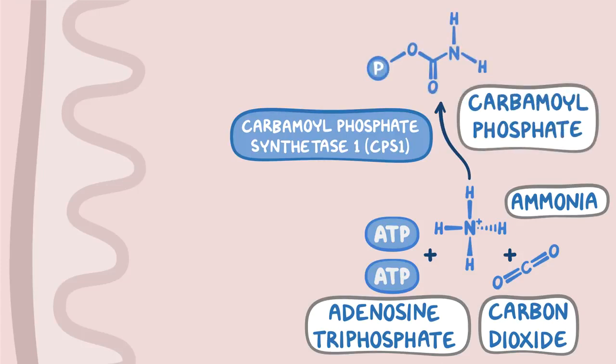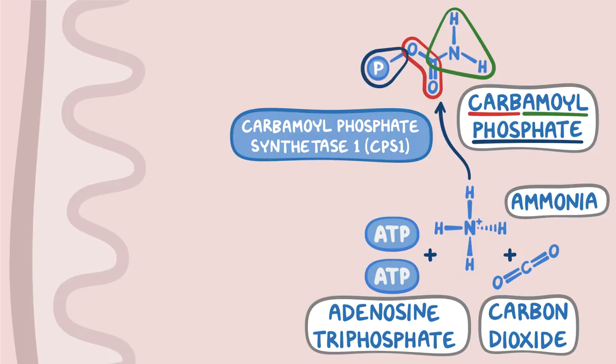If we break down the name of this molecule, carb refers to the carboxyl group provided by carbon dioxide. Ammoyl refers to the nitrogen group provided by ammonia. And phosphate refers to the phosphate group that comes from one of the two ATP molecules.